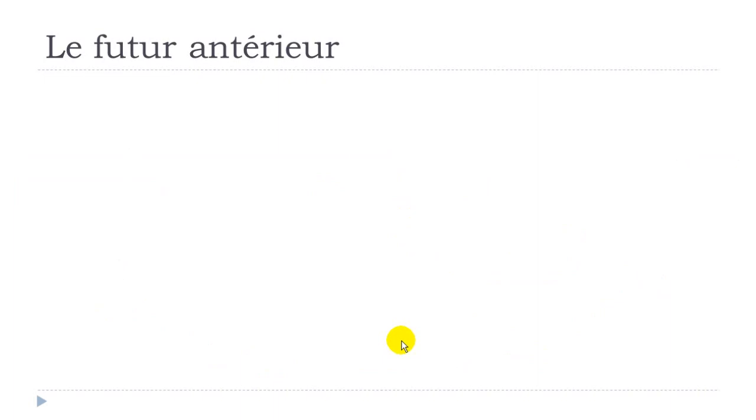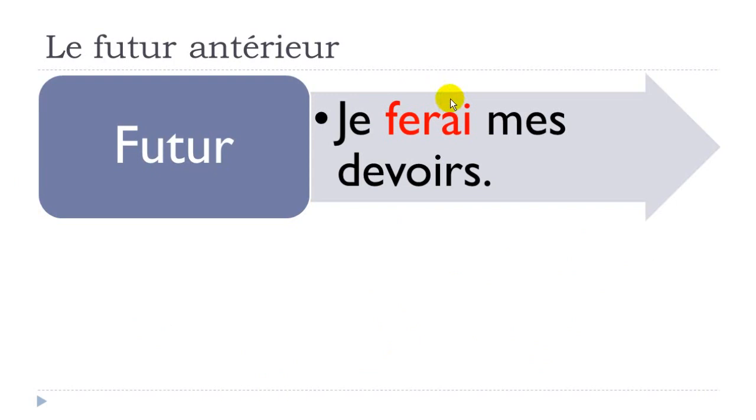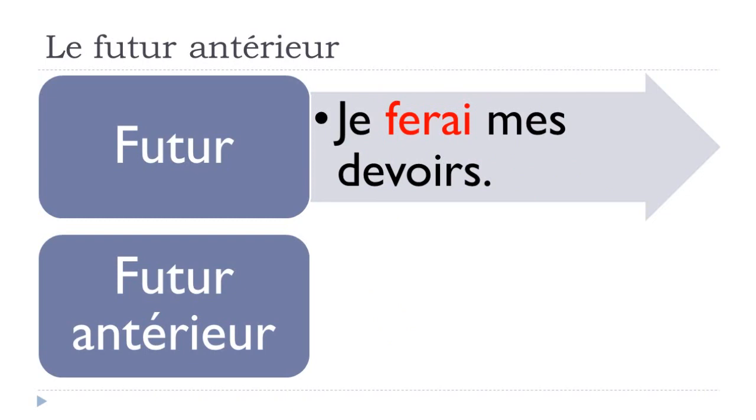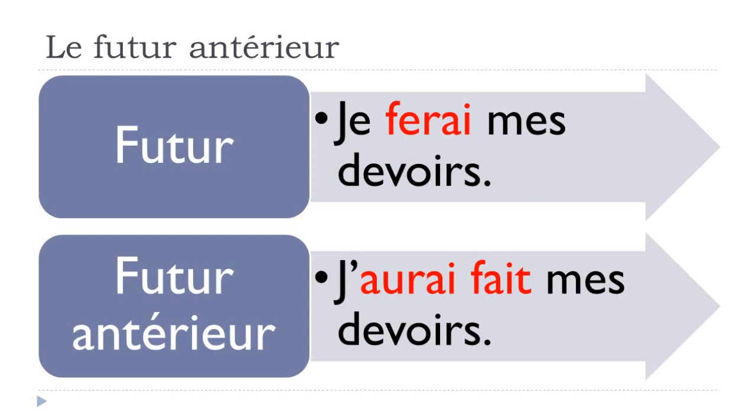All right, so if it's not clear so far, let's see one example. At the future form, so if we want to use faire, to do, je ferai mes devoirs, my homework, okay? So this is the sentence at the future form. Je ferai mes devoirs, okay? And if we've got the same sentence, but at the futur antérieur, it will be like, j'aurai fait mes devoirs, okay?